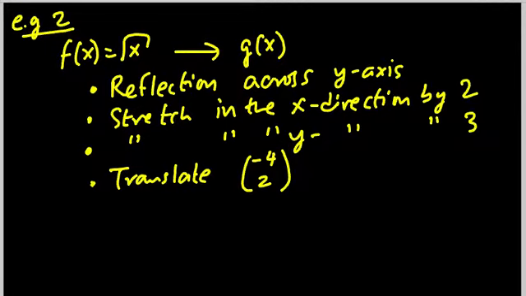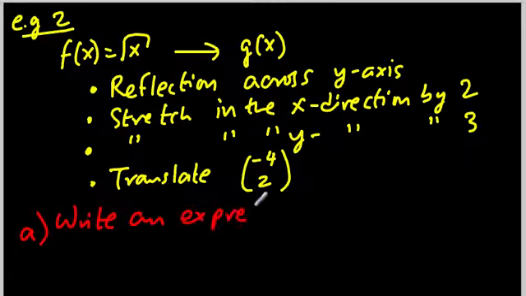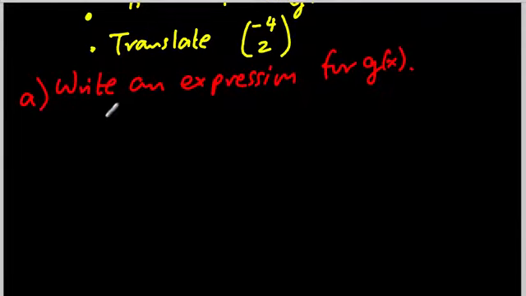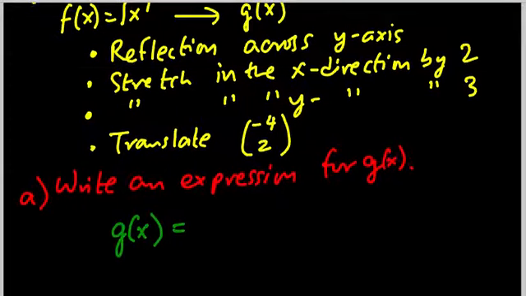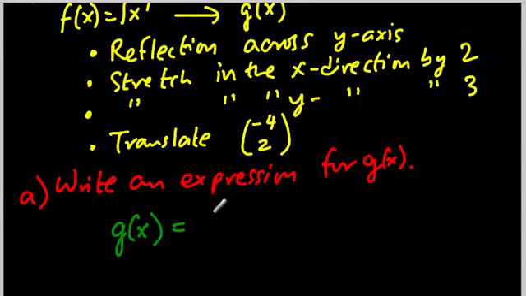So again, question A is write an expression for g of x. So let's see how that's done. So g of x is equal to something of f. Now, there's a reflection across the y-axis, so that's going to affect the x values. So there's going to be a negative on the inside.